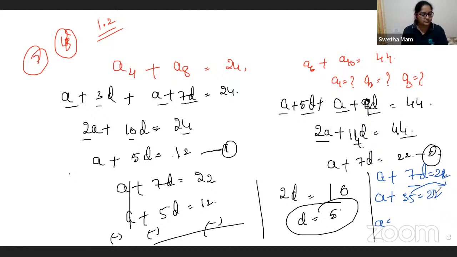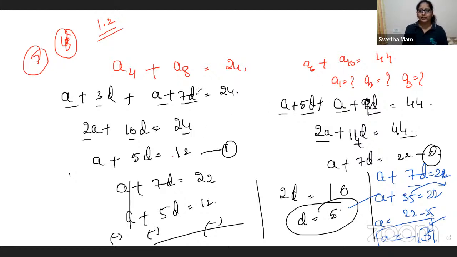22 minus 35. That is minus 13. Yes. A is equal to minus 13. D is equal to 5 and the first term is minus 13.